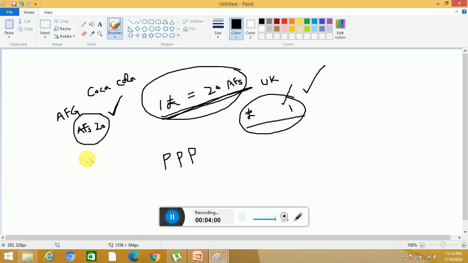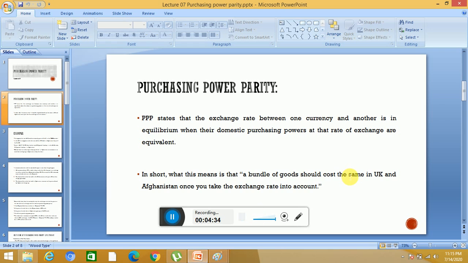That the price of a good in one country and the price of the same good in another country will be the same if we consider the exchange rate. So see, the price of a Coca-Cola tin in Afghanistan and the price of the same Coca-Cola tin in UK will be the same if you consider the exchange rate. Here is an example, then it will be much more clear.